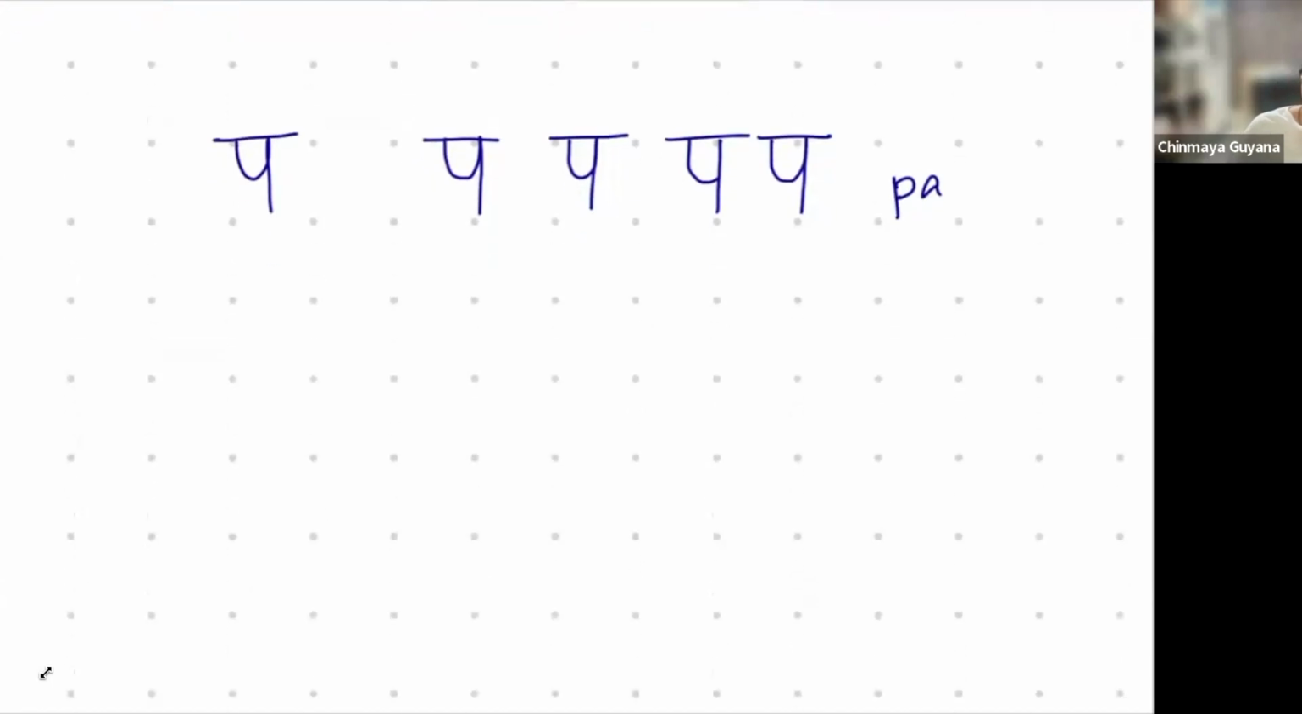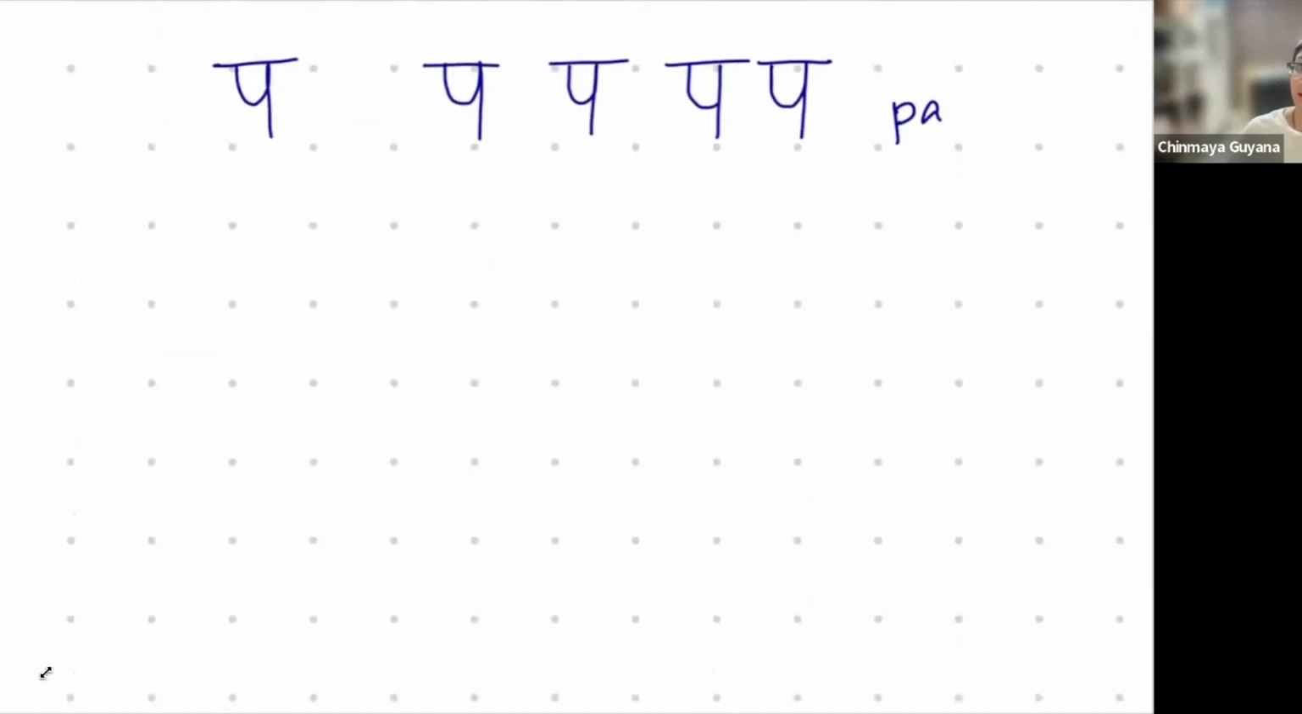Okay, next. If after G comes K, after J comes J, and after ta comes ta, what is going to come after pa? Take a deep breath and say it. Not so easy. Pa, pa. By the end, everyone's going to have abs. Pa, pa. You see why doing Sanskrit has multiple benefits? Your lungs get strong.